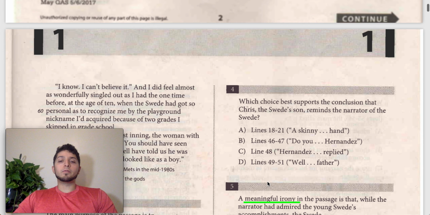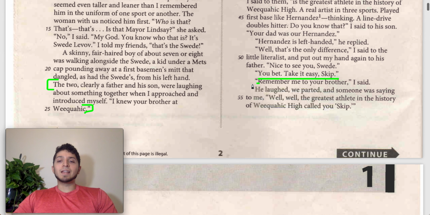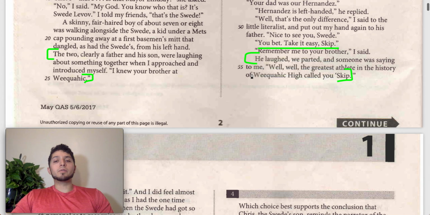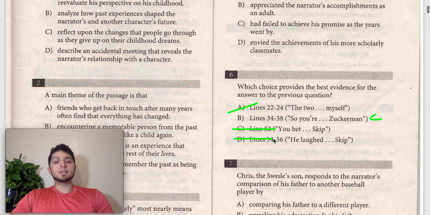Then we have lines 54 through 56, which is here. He laughed, we parted, and someone was saying to me, well, the greatest athlete in the history of Wequakic High called you Skip. And this is basically elaborating, from the point of view of another character, this last little moment where the Swede ends by calling the narrator Skip. So maybe this could work as a meaningful irony because it's another reversal of expectations where the Swede recognizes the narrator when we would expect him not to. But if that's true, it's not as significant a moment as this up here. So for that reason, I think we can also eliminate answer choice D. That's going to leave us with answer choice B, and I think that's pretty good.